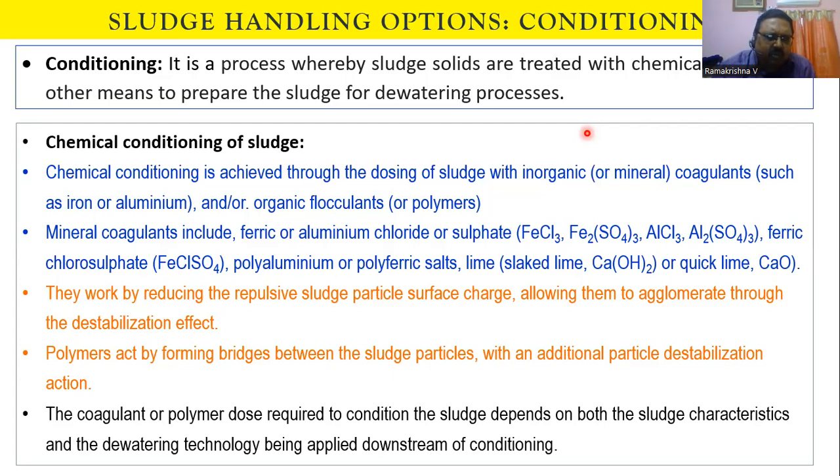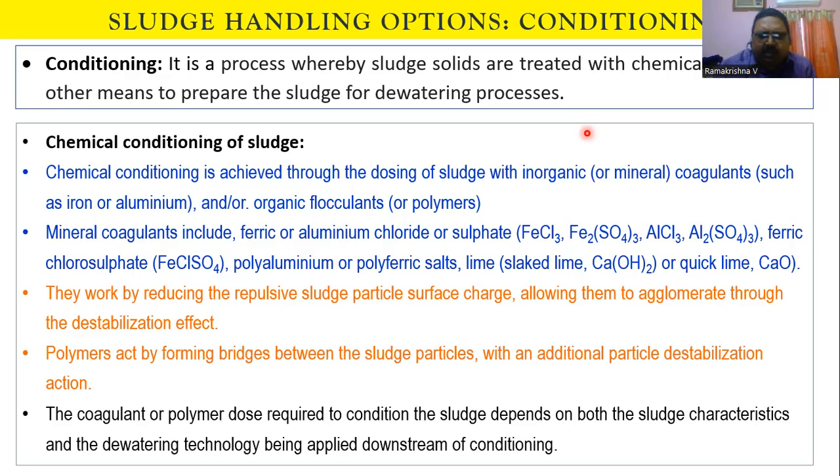What do these do? Mineral or inorganic coagulants include ferric or aluminum chloride or sulfate, ferric chlorosulfate, polyaluminum or polyferric salts, or quicklime. They work by reducing the repulsive surface charge of the sludge particles. The surface charge is reduced by adding these chemicals, allowing the particles to agglomerate through the destabilization effect.